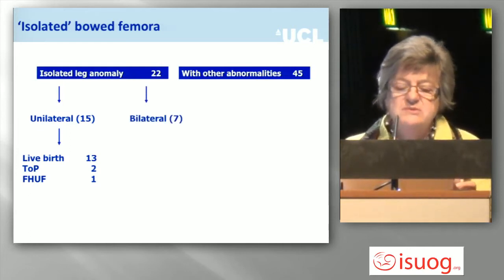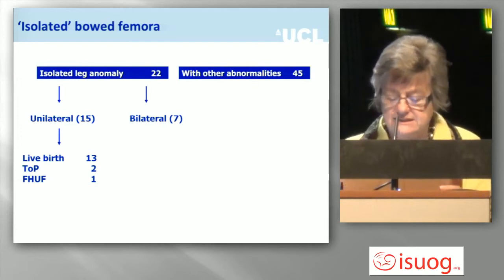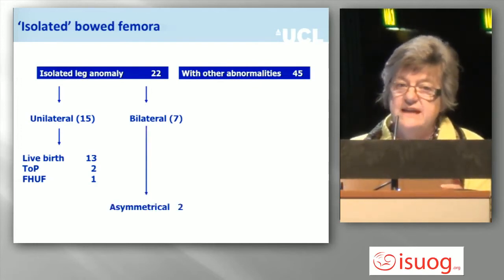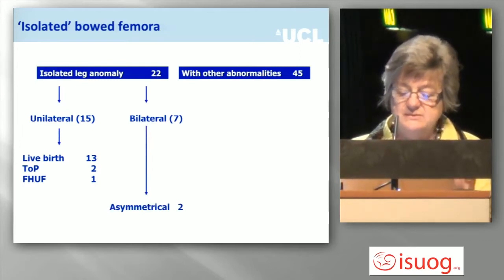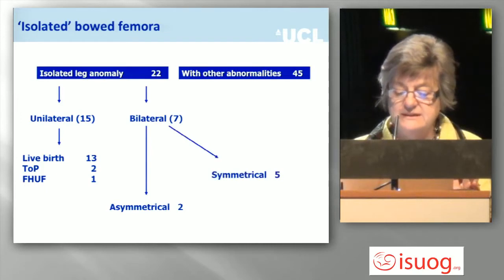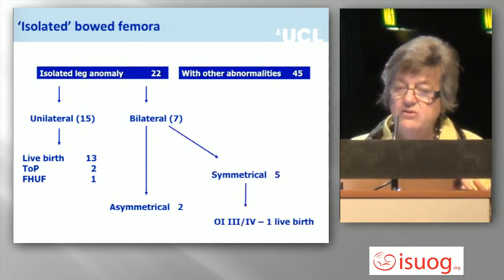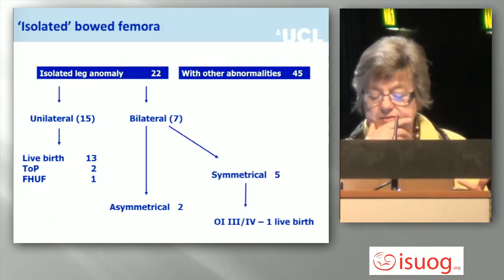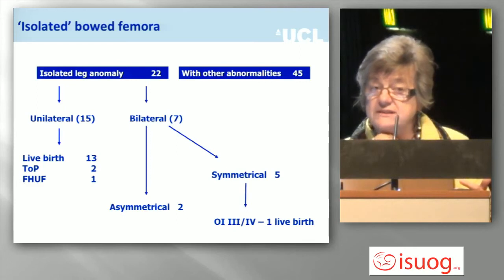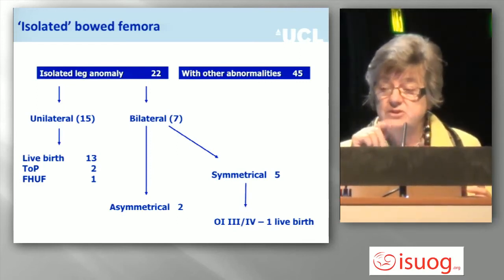What about those with bilateral, so bilateral bent femurs or bent legs? We had 7 cases. 2 of those were asymmetrical, and again, these were just isolated anomalies with no particular genetic etiology. One continued and one terminated the pregnancy. And 5 had symmetrical bent legs. And of those, I think 4 had osteogenesis imperfecta type 3/4.